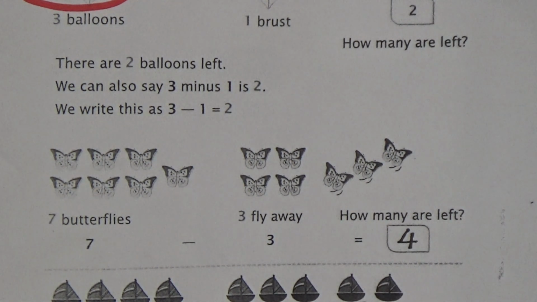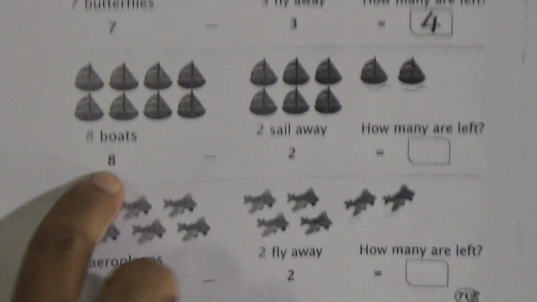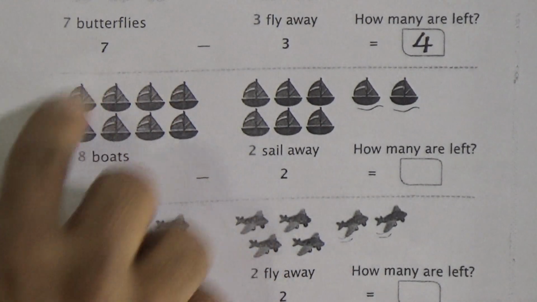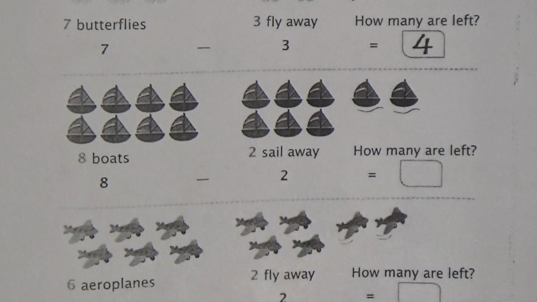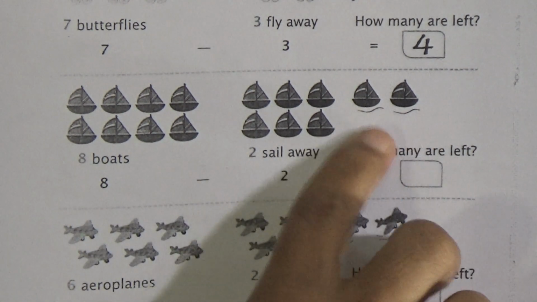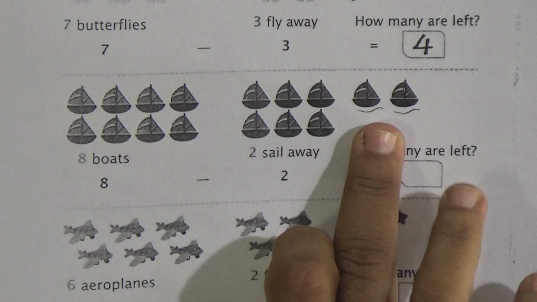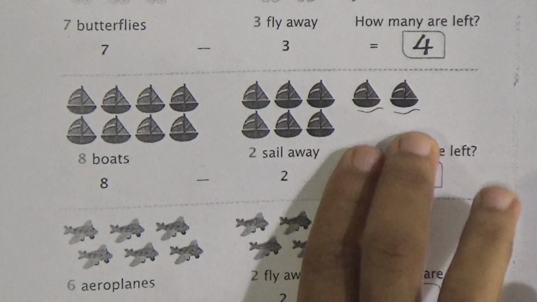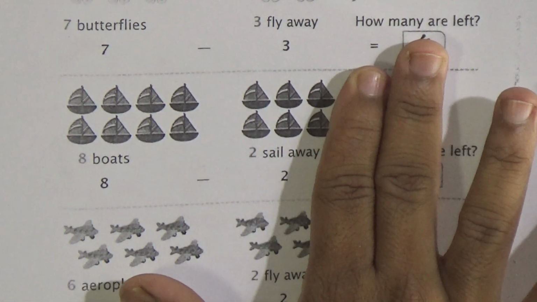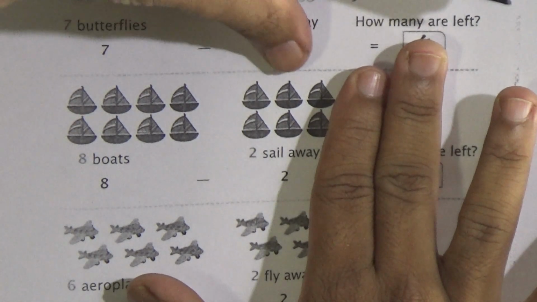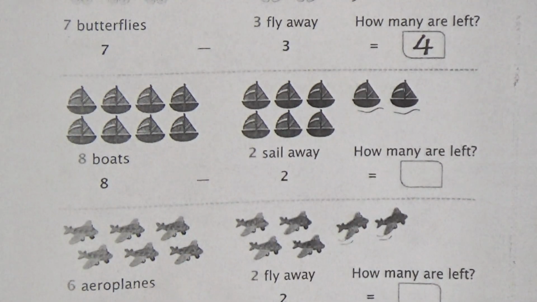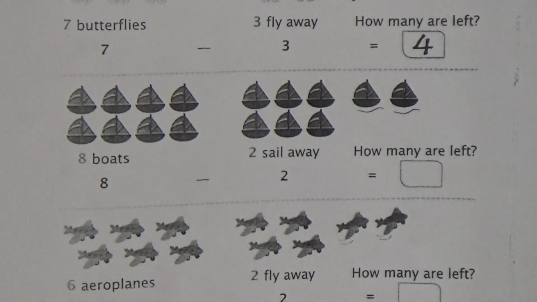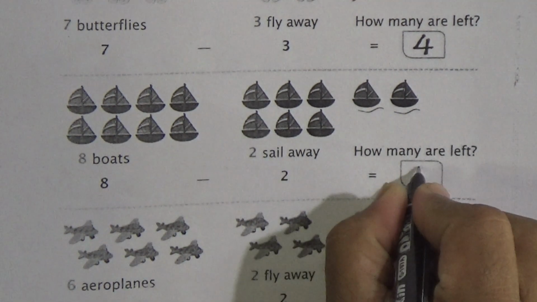The next one, this number is 8. We have 8 boats. From these 8 boats, 2 boats sail away. This is the picture of sailing away. So these 2 will be omitted because these 2 boats will sail away. How many are remaining? Count it. 1, 2, 3, 4, 5, 6 are remaining. That means if we subtract 2 from 8, we find 6. Our answer will be 6 here.